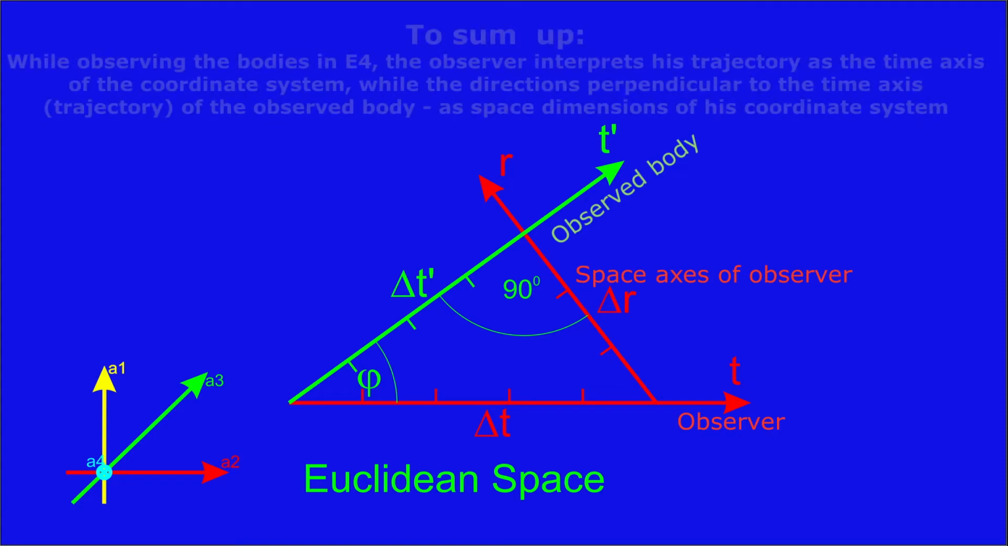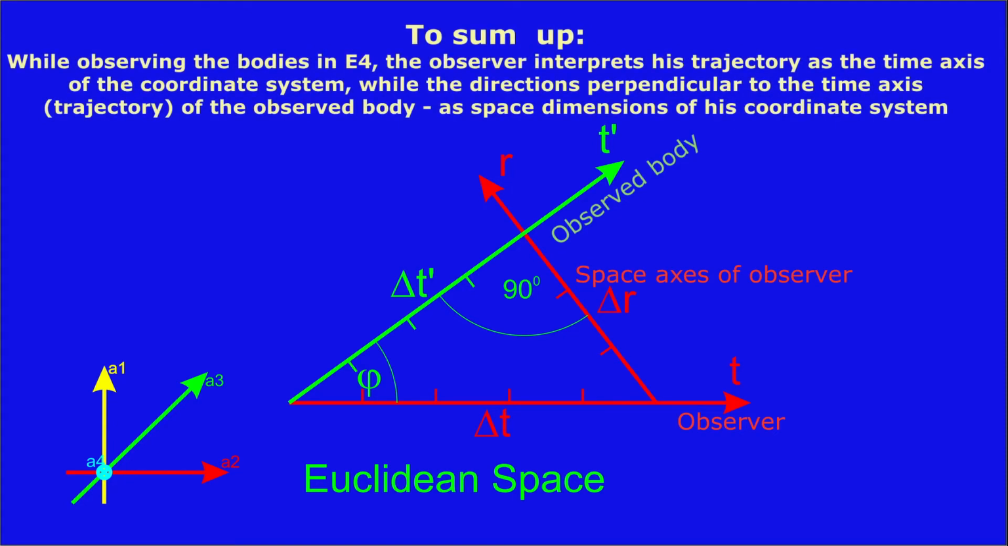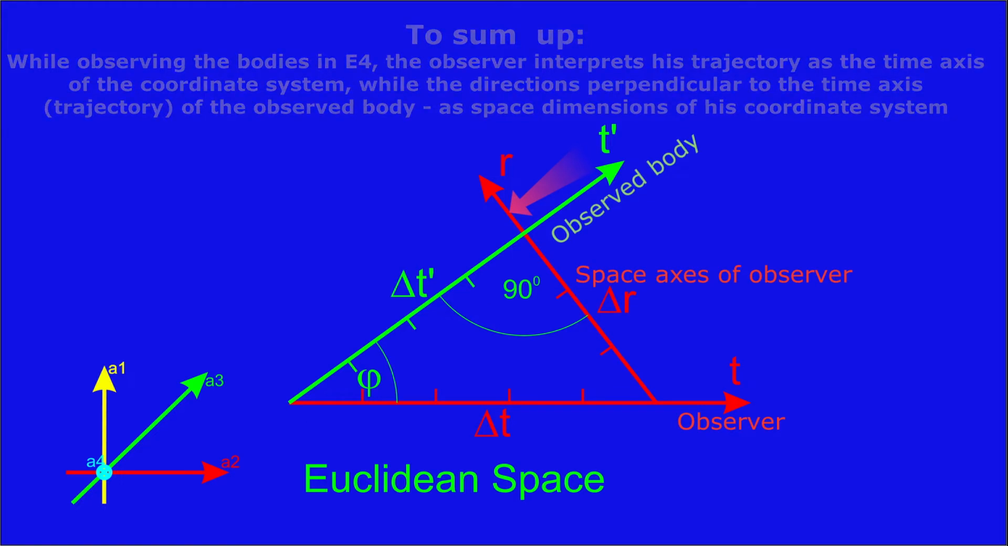To sum up, while observing the bodies in E4, the observer interprets his trajectory as the time axis of the coordinate system, while the directions perpendicular to the time axis trajectory of the observed body as space dimensions of his coordinate system.